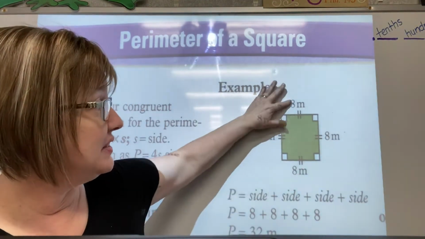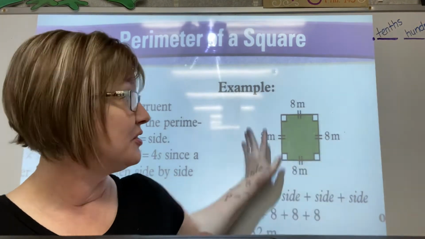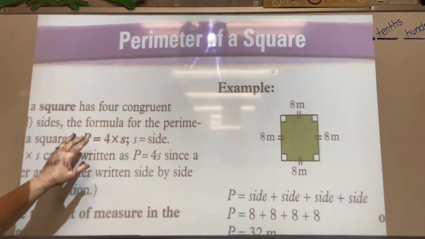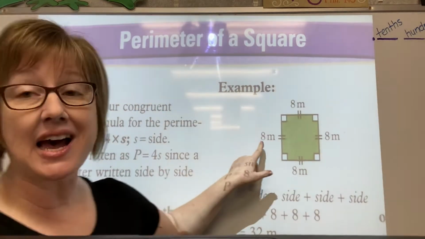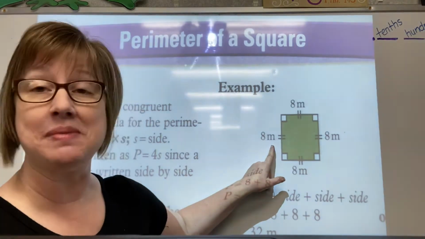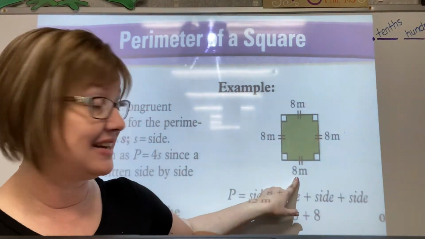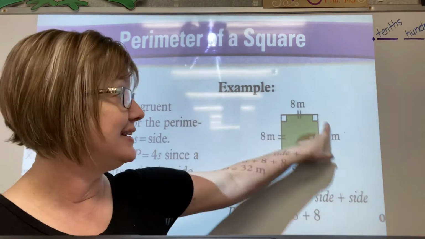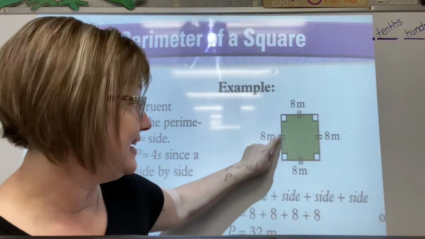So instead of doing two times this and two times that, adding those together, they're all the same. So the formula is super simple. It's P equals four times S. S stands for side, because there's no length or width technically, because they're all the same measurement. Okay, so this side is 8, this side is 8, this side is 8, this side is 8. So four times each side, four times 8 is 32 meters. See how easy that is?